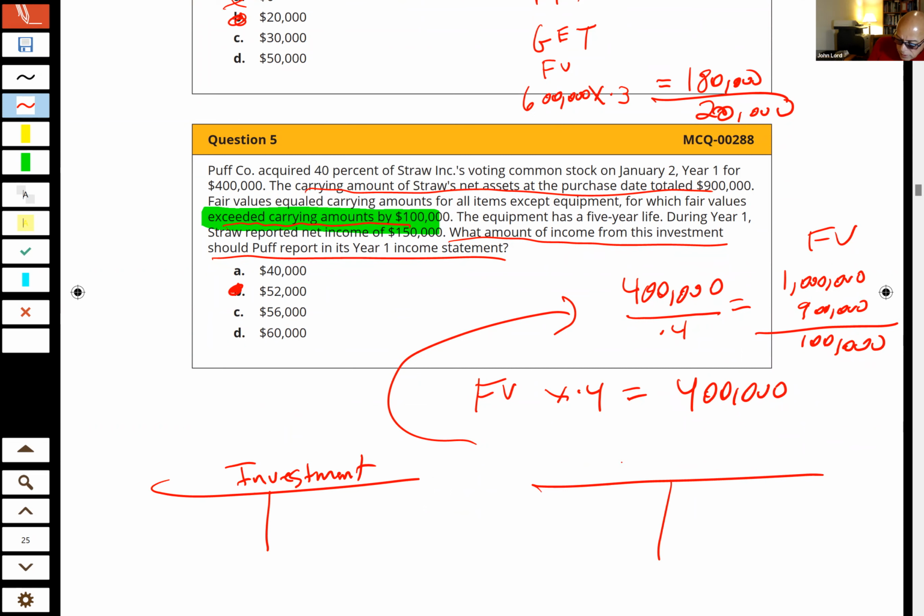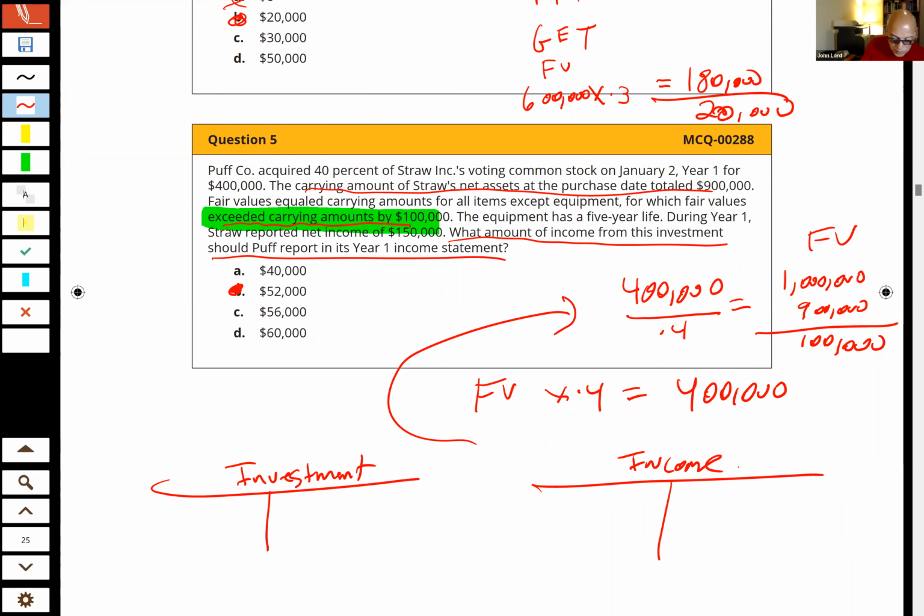And what's the amount of income from the investment? So I would go ahead and tee both of those up since they're related to each other in terms of the journal entry. So I know that when I purchased the investment, I debited the investment, I credited cash for 400,000. Then I know from what we've talked about already that I should take my share of the investee's income, 150,000 times 0.4, the investor's share.